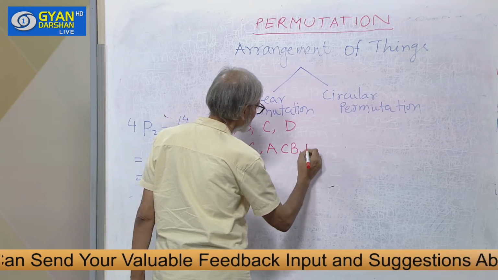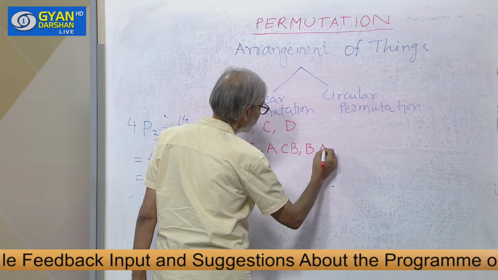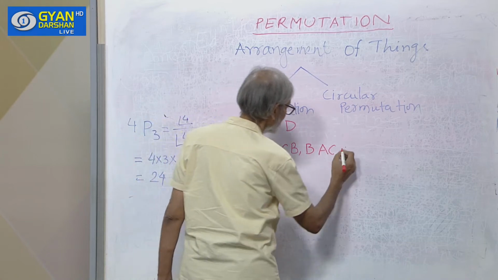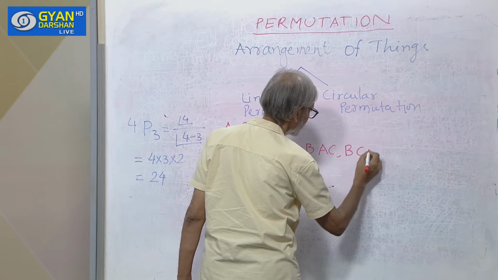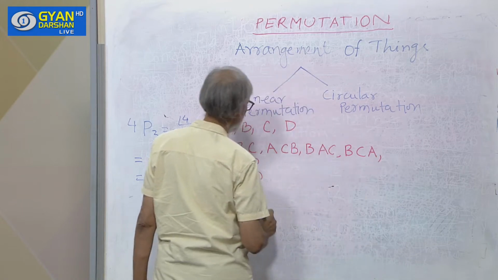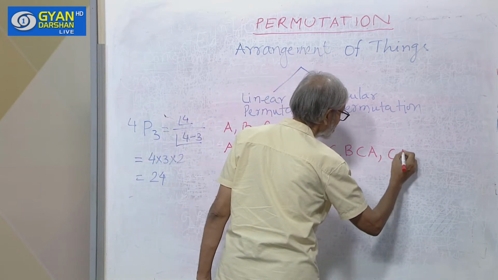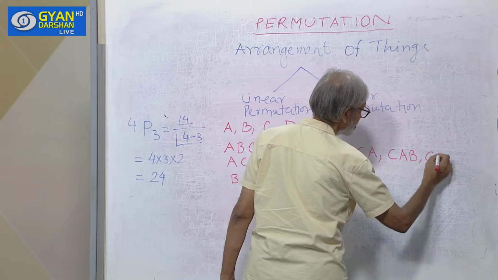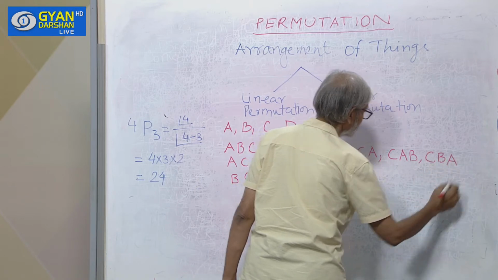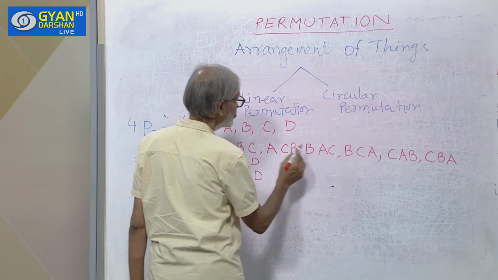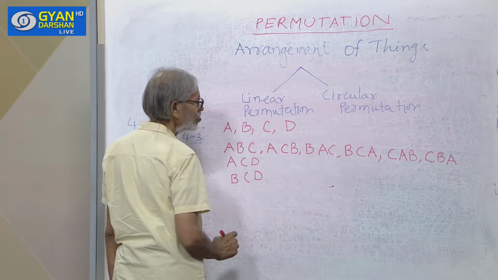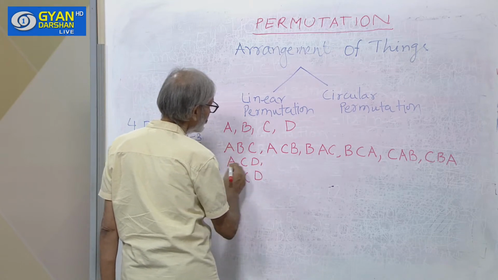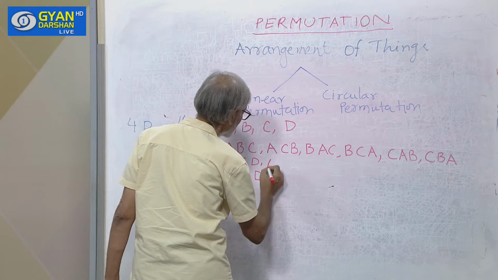Then we can make, let us take B first, B, A, C, and then B, C, A. Then taking C first, C, A, B, and then C, B, A. So, you can see 1, 2, 3, 4, 5, 6. 6 permutations are possible with A, B, C, 3. Again 6 are possible with this. Let us write it quickly.